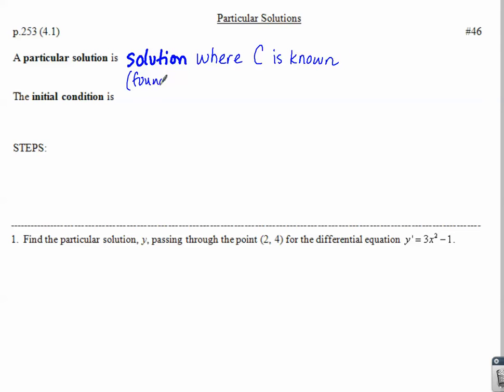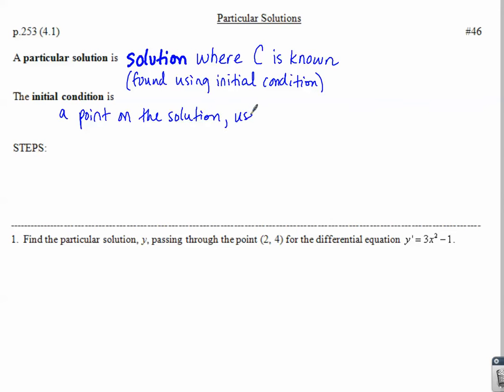And this is found using the initial condition or a point on the graph. The initial condition is a point on the solution used to help find C. Often it's given as an ordered pair. Let's take a look at an example and we'll go back and outline the steps.